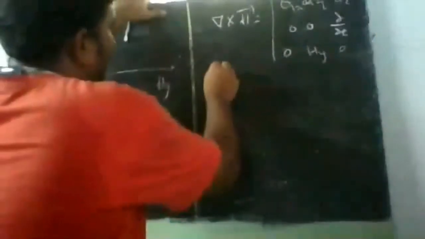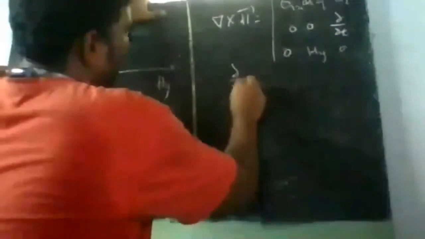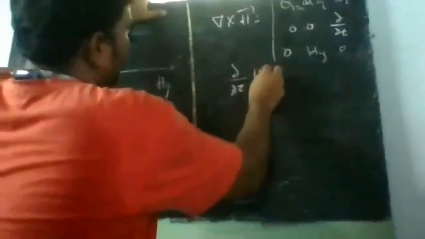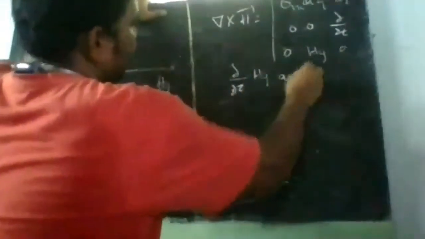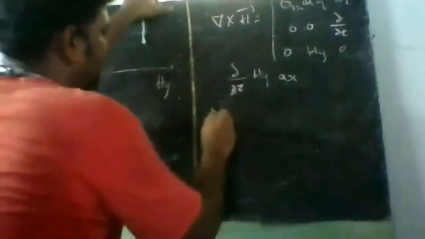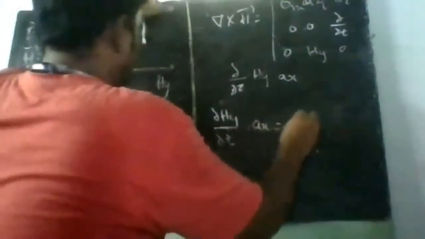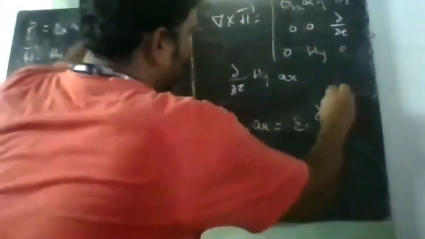So del cross H bar will be only along the x axis. Remember, you will get it along the x axis. So dou by dou z of Hy, and the direction is ax. So del cross H bar can be written as dou Hy by dou z into ax, which is equal to epsilon into dou E bar by dou t. This is what we get, correct?